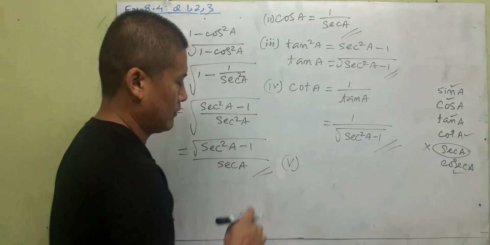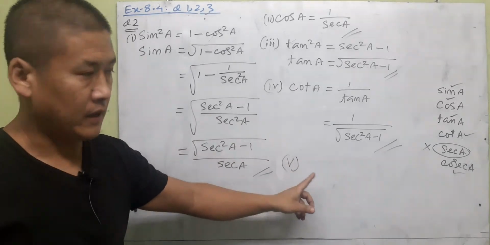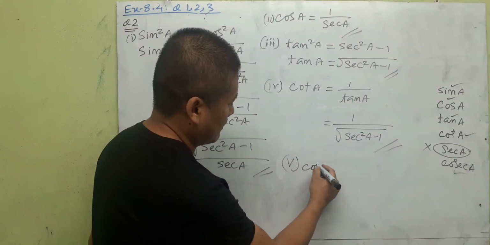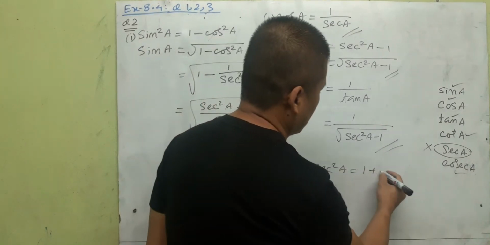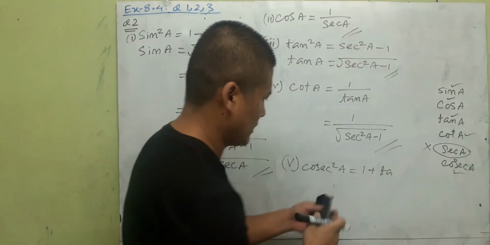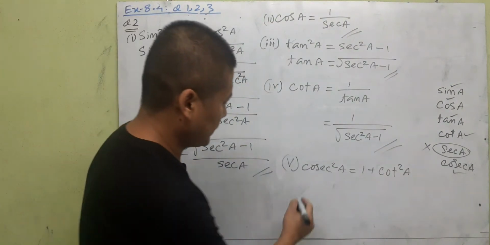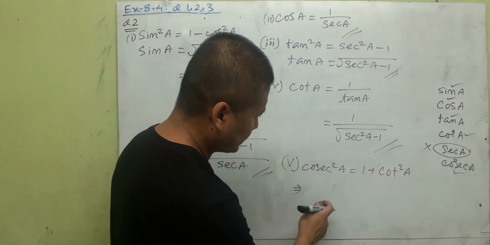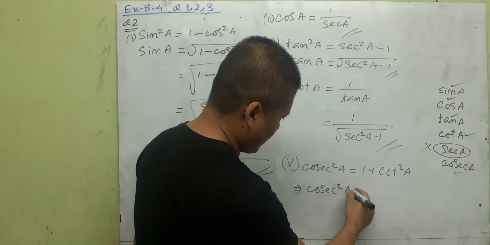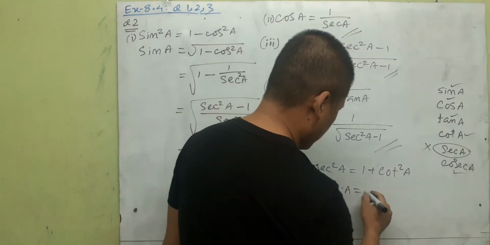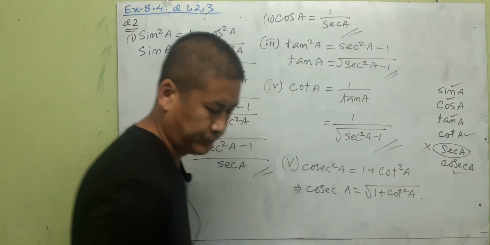The fifth one: find all the other trigonometric ratios in terms of sec A, meaning the remaining 5 out of the 6. So cosec. How do we do it? Cosec square A is equal to 1 plus cot square A. Like this also we can do it, cot square A, right? Now if you remove this square, the root will come over 1 plus cot square A, right? Then let us continue.